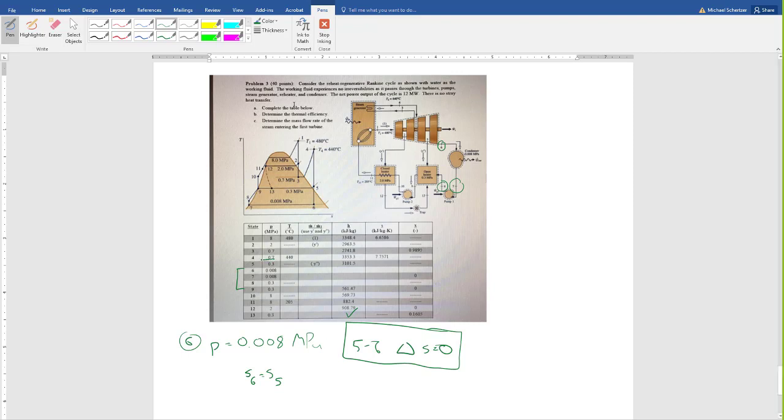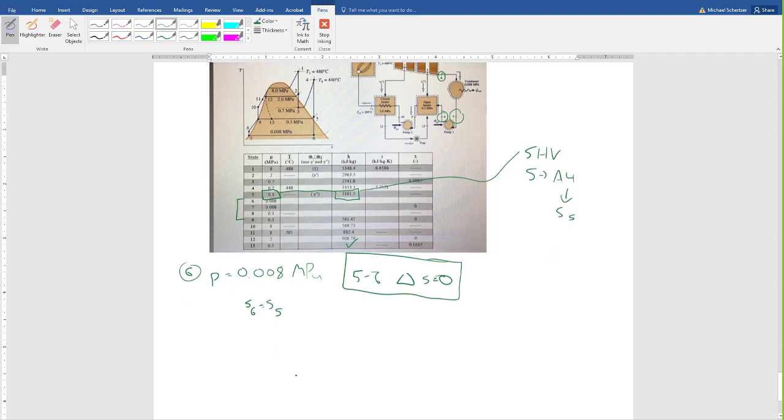Now, state 5, they don't actually give us the enthalpy, so I'd have to look over here at state 5. I'm going to assume that this is a superheated vapor. For state 5, I'd have to go to table A4, because this is water, and I interpolate to find S5. And then when I have S5, that's equal to S6.